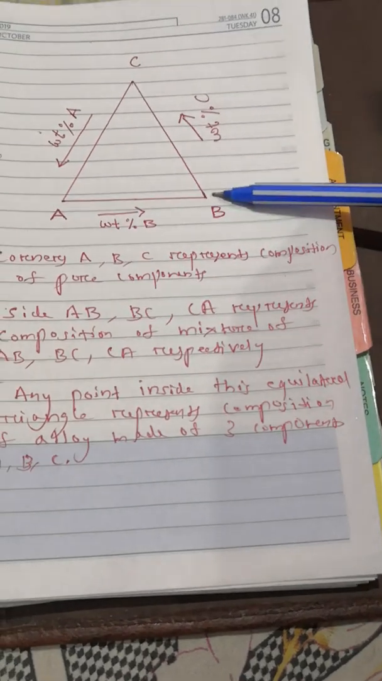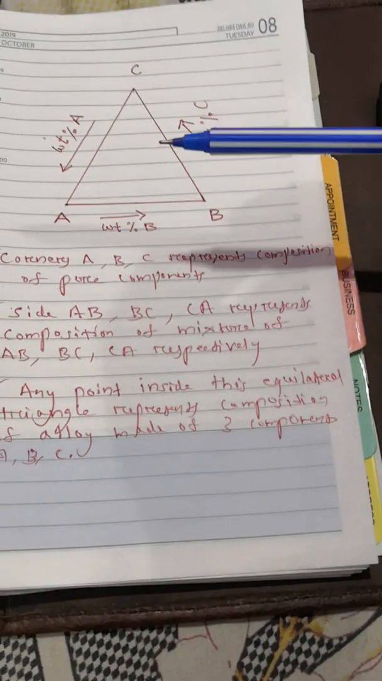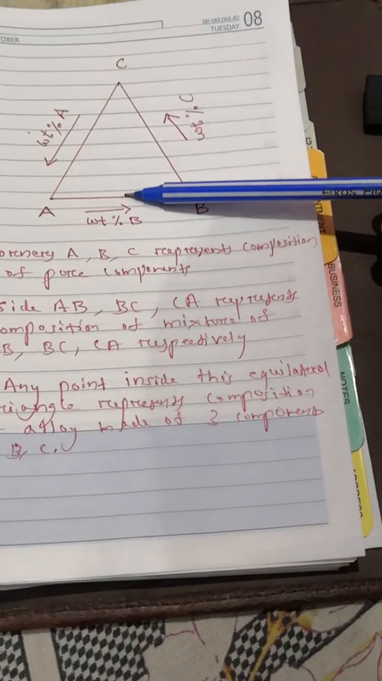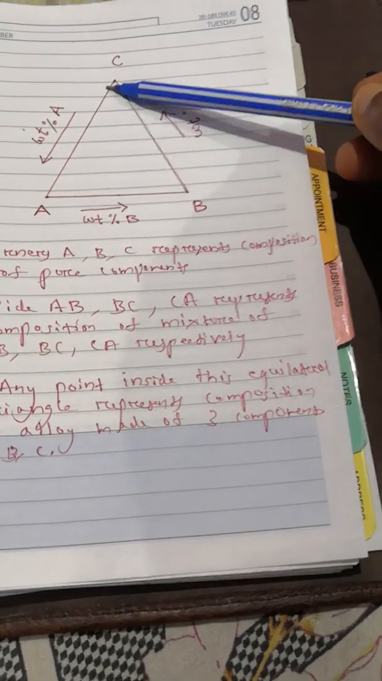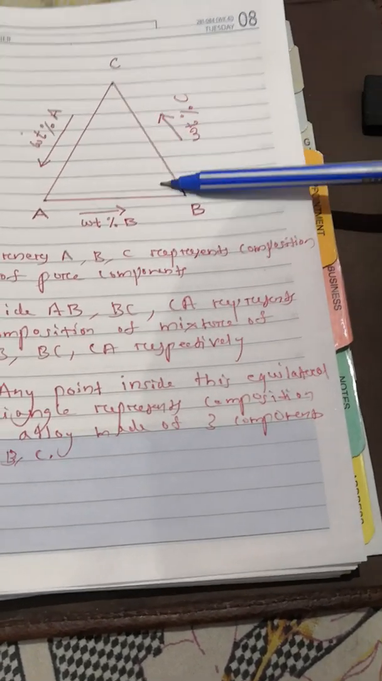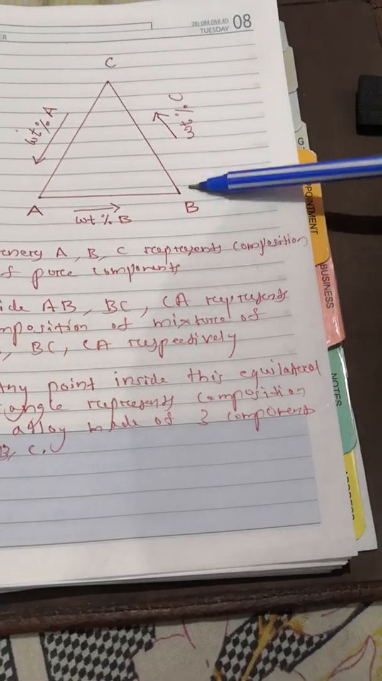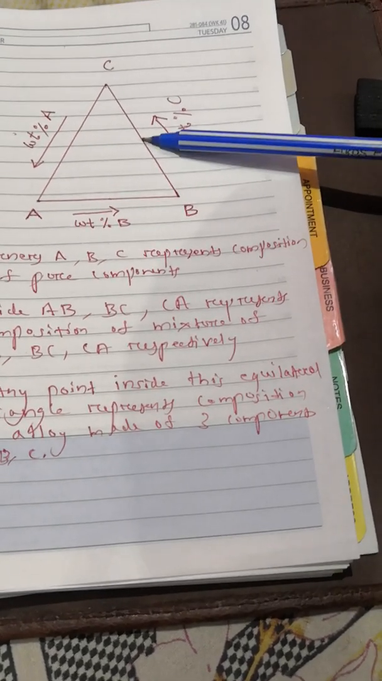Similarly, this line AB, or this side of the equilateral triangle, represents the composition of mixture of A and B. If you take the middle portion, that means it is 50% A and 50% B. This side CB represents the composition of mixture of C and B. If I take the middle portion of this CB, that means it is a mixture of 50% B and 50% C.